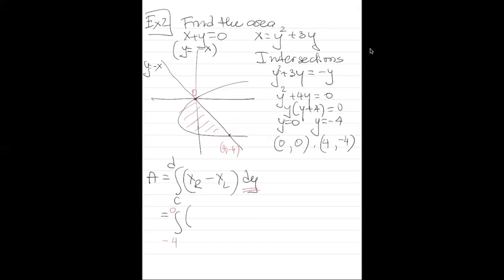The graph to the right is the line. In terms of y it is -y, because it was x equals -y. Okay, so let me write this down. That's the same as x equals -y. This is our right curve, minus the one to the left, in terms of y, which is y squared plus 3y. It was given that way, x equals that. And so dy, combine like terms, and integrate: 32 over 3. You should always get a positive number for the area.